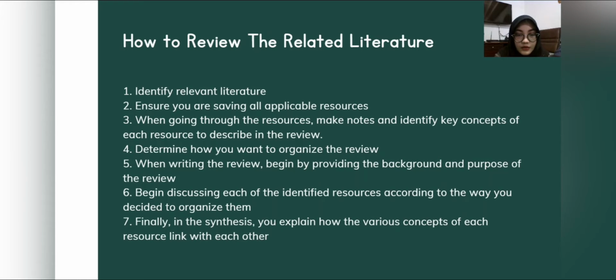Next, how to review the related literature. The first one is we need to identify relevant literature. You can do this through the various resources, online and offline. And then, ensure you are saving all applicable resources because you will need to mention them in your paper. When going through the resources, make notes and identify key concepts of each resource to describe in the review.